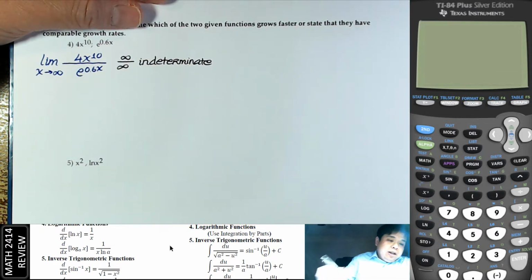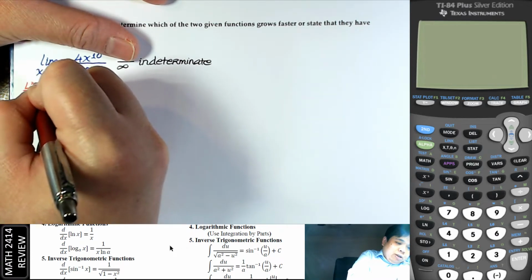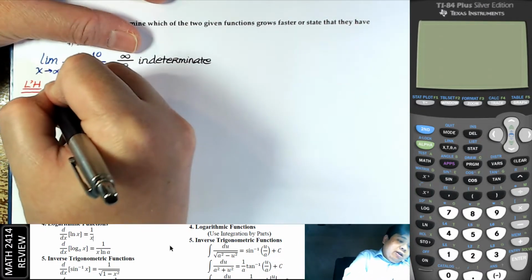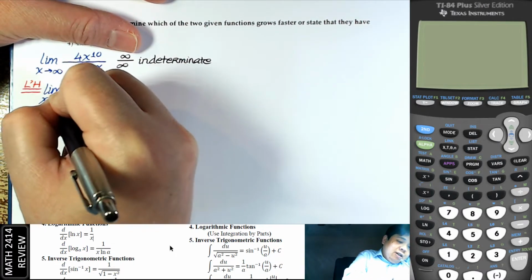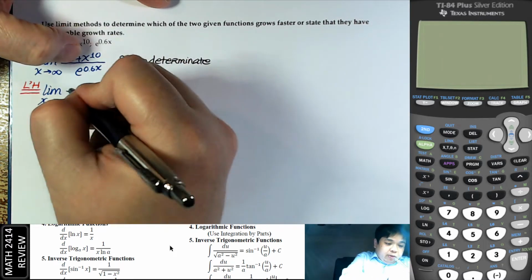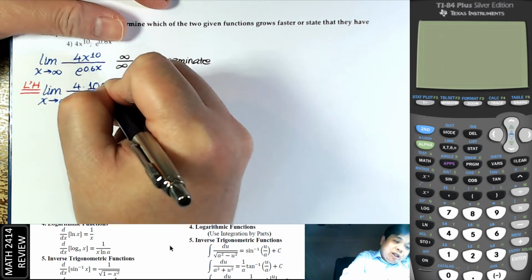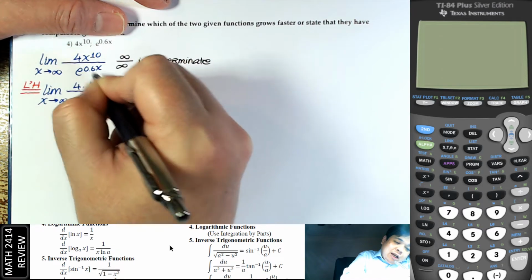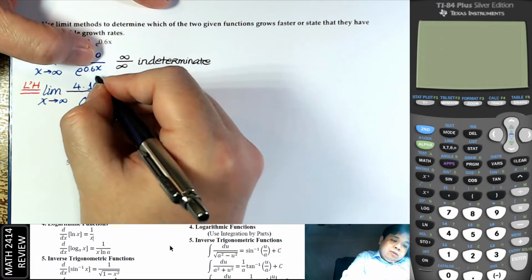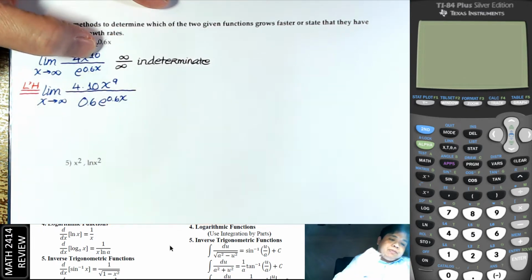That means we can use L'Hopital rule. So taking the derivative of the top divided by the derivative of the bottom. The derivative of the top is 4 times 10. I'm not writing 40 for a reason. We'll see in a minute. And the derivative of this is 0.6 e to the 0.6 x.